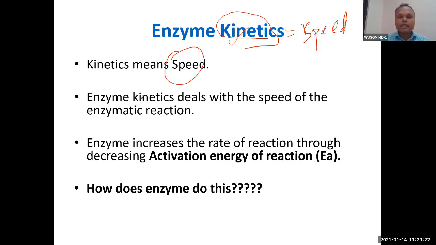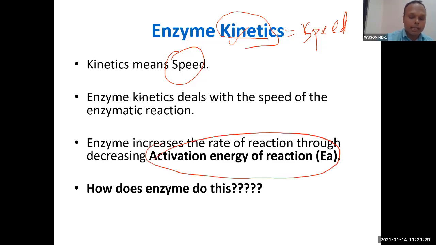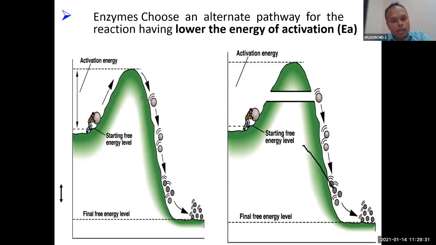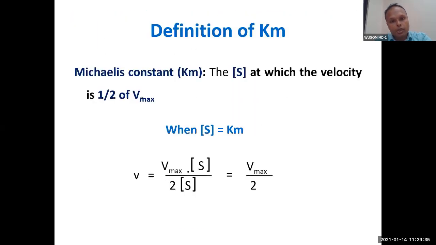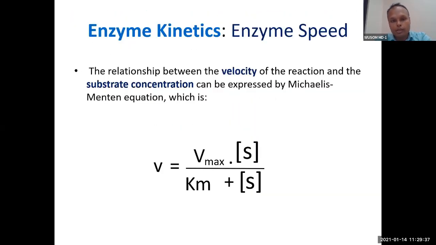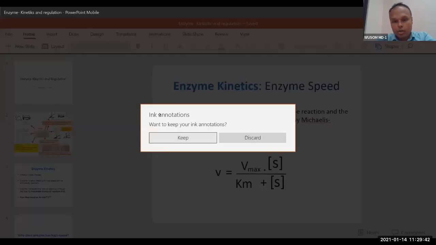So why does the enzyme increase the rate of reaction? Because the enzyme lowers activation energy. So we will talk about activation energy. I will give you the concept of activation energy, and I will move to this equation next class. This is a very important equation.